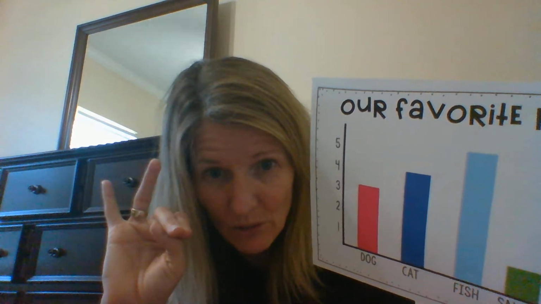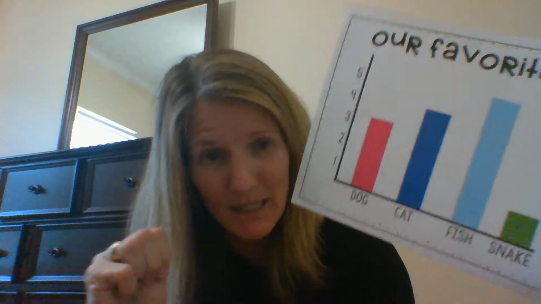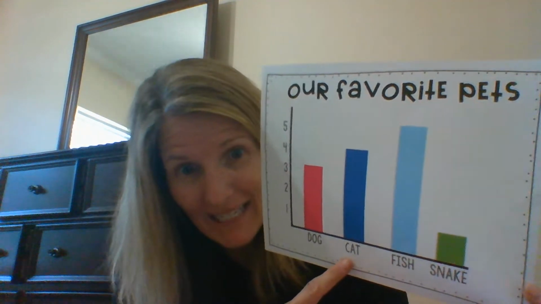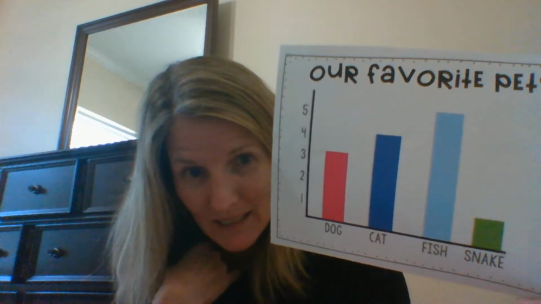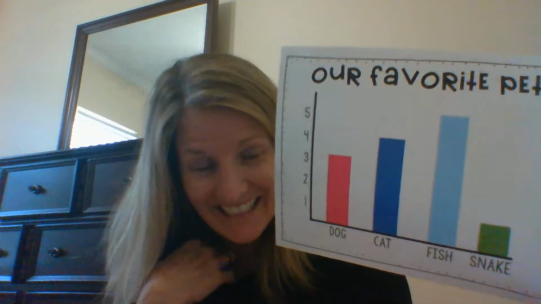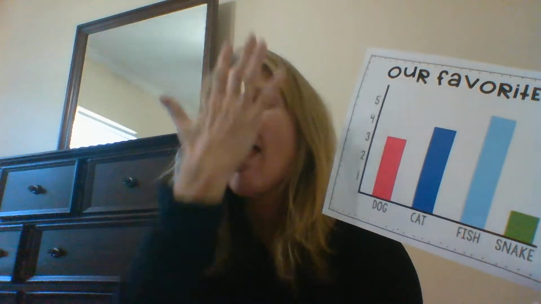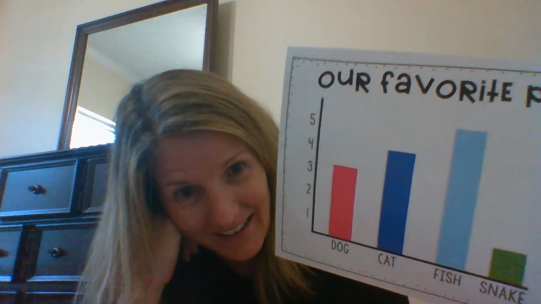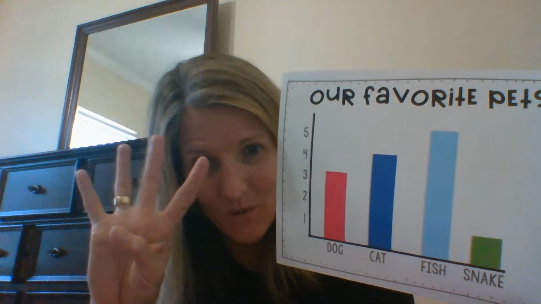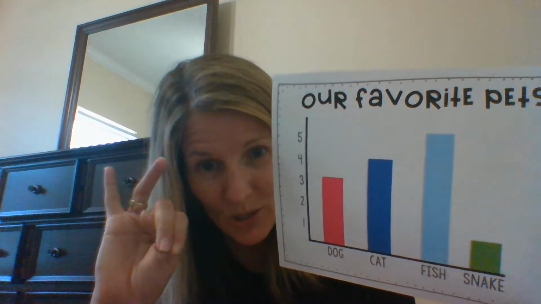5, 4, 3, 2, 1. Done being a dog. Okay, how about a cat? Go ahead, be a cat. Show me your best cat. Good, I hear meow, meow. Oh, I see people licking their paws. Good. Awesome. 5, 4, 3, 2, 1.